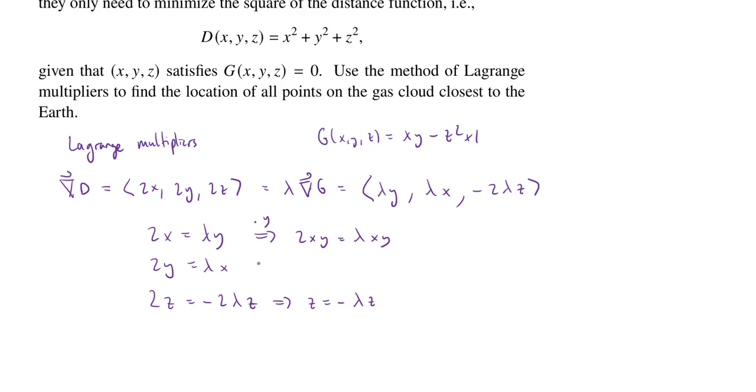And then let me multiply this middle one by x. Sorry, we multiplied this one by y, so this is y squared. We multiply this by x, we get lambda x squared. So the beauty is that now lambda y squared is equal to 2xy, and 2xy is equal to lambda x squared, and so lambda y squared has to equal lambda x squared.